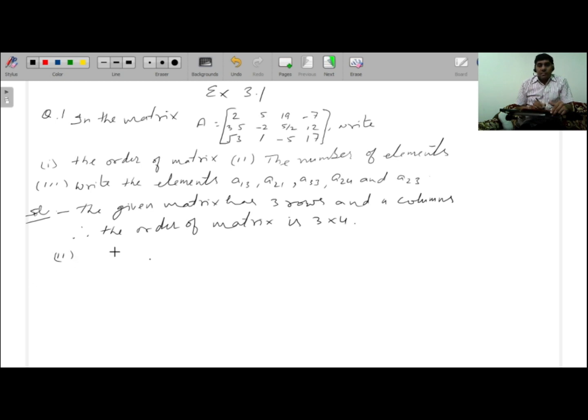The second, the number of elements. What do you mean by number of elements? The number of elements means the number of entries of the matrix. The order of the matrix is 3 by 4. The number of elements is the product of rows and columns. That means 3 into 4 is equal to 12.